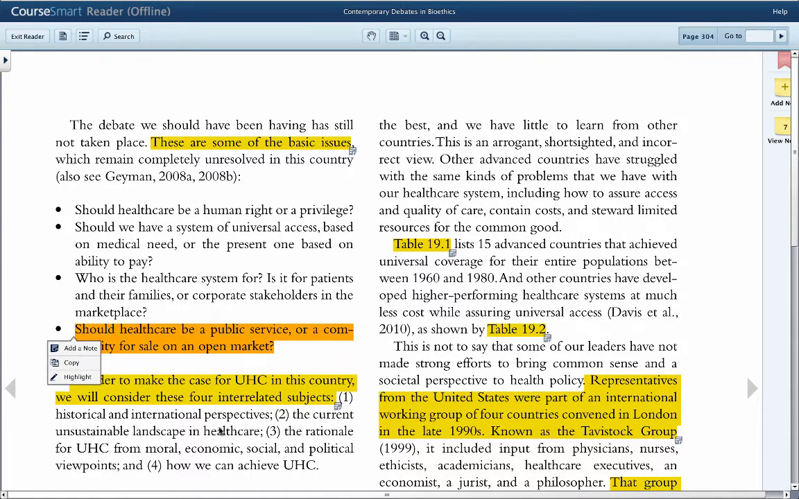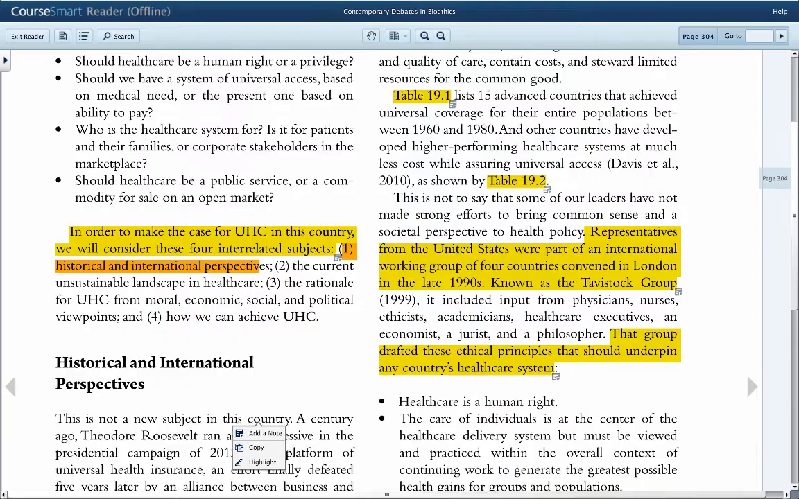Now, he points out that in order to make a case for universal healthcare in the United States, we need to consider four interrelated subjects, and these are the four main headings that we're going to look at below. So first, historical and international perspectives.